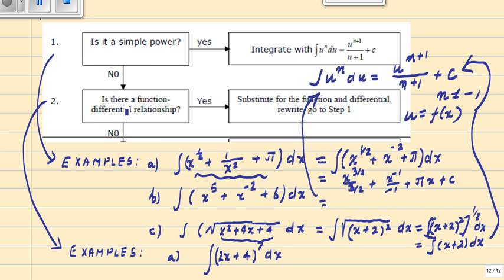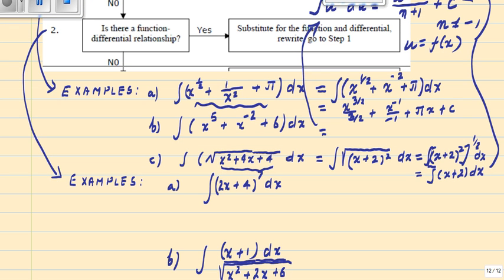And now we go to the second step in the chart in here, and we're basically saying that the integrand is not in a simple form, but we're looking and asking ourselves a question: is there a function differential relationship? So in other words, we're asking, is there any way that we can use u substitution so we can rewrite this integral into this format in here? So in this case, example A, we're asking ourselves, what would happen if we let u equal 2x plus 4?